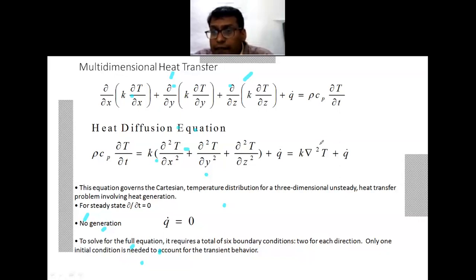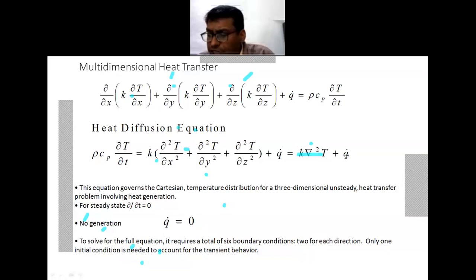So the diffusion term I can write using the Laplacian, delta square T, meaning the differential change in all three directions, which you can write with a capital delta. So this is K multiplied by the Laplacian of T, plus Q dot, that is the generation term. So this is the general heat conduction equation.